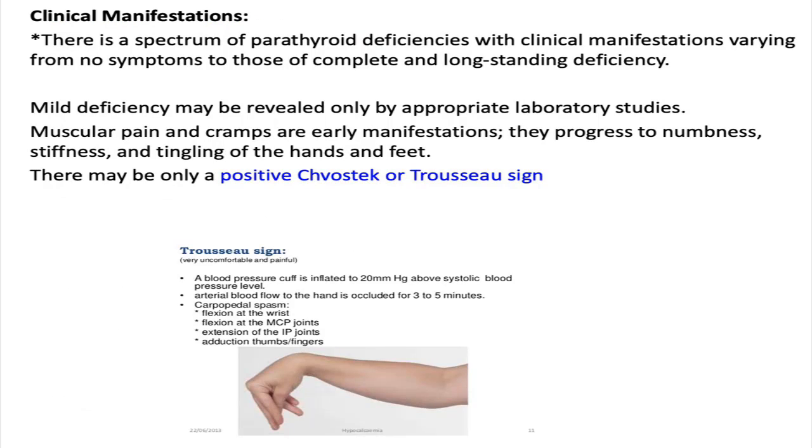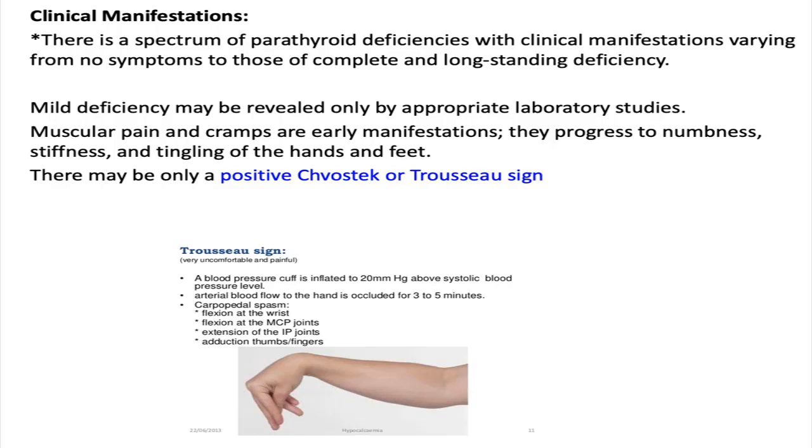Regarding the clinical manifestations, there is a spectrum of parathyroid deficiency with clinical manifestations varying from no symptoms, that is asymptomatic, to those with complete and long-standing deficiency. Mild deficiency may be revealed only by appropriate laboratory studies done for another purpose, finding the patient to have hypocalcemia and hyperphosphatemia, and then diagnosing the case as hypoparathyroidism. Some patients may present with muscular pains and cramps, which are an early manifestation. They may progress to numbness, stiffness, and tingling of the hands and feet. There may be only a positive Chvostek sign.